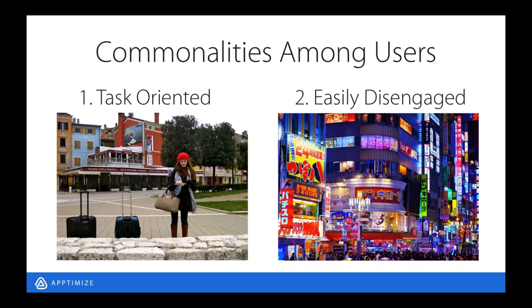The second is that they're really easily disengaged. Like you can see in the picture, when you're traveling, there's lots of stuff going on. You can have distractions such as these, or you can have things such as changing transportation, being distracted by meeting a friend or acquaintance, and so on.